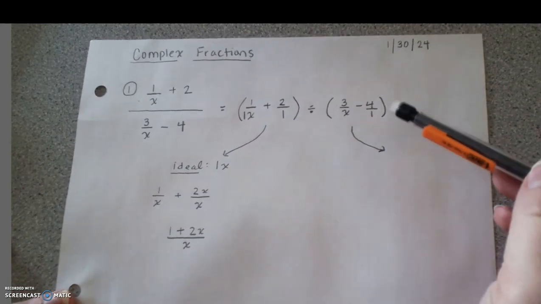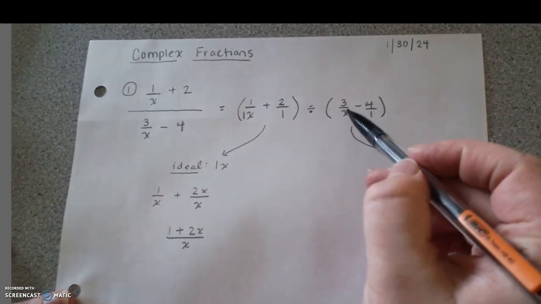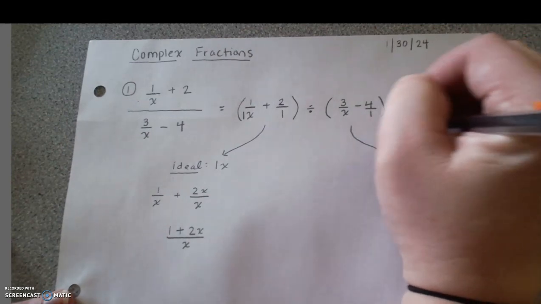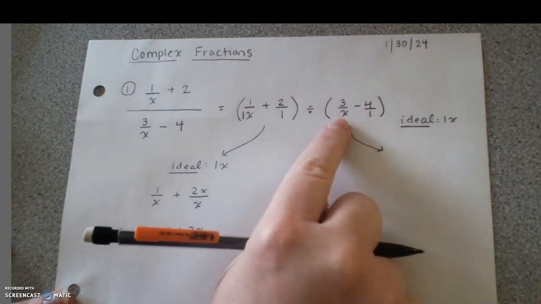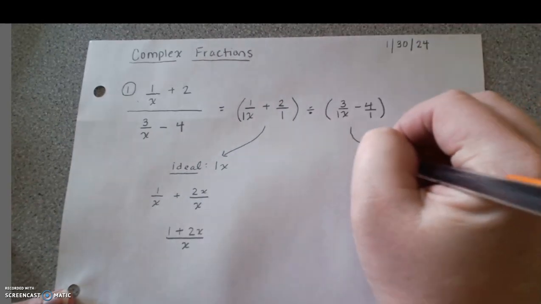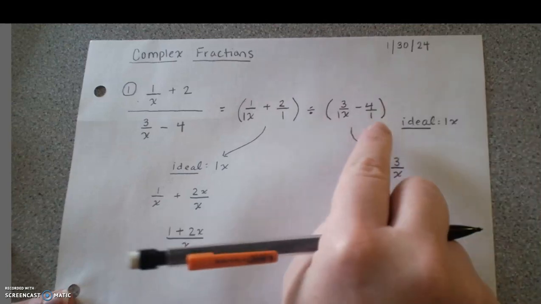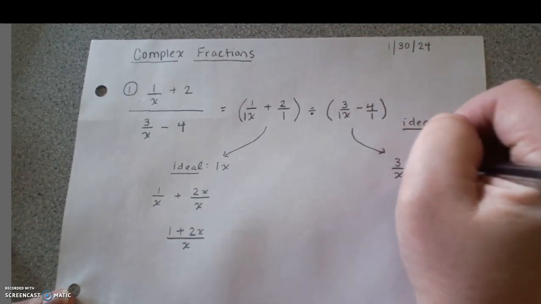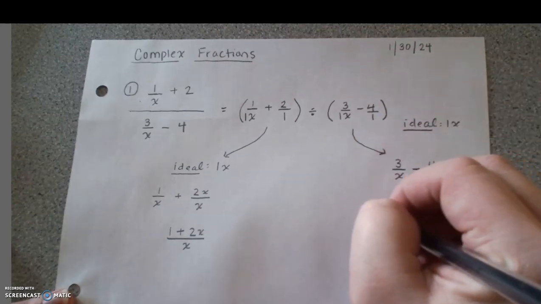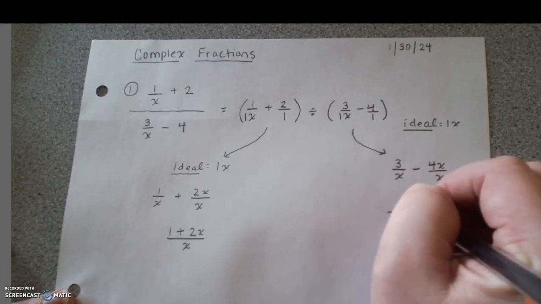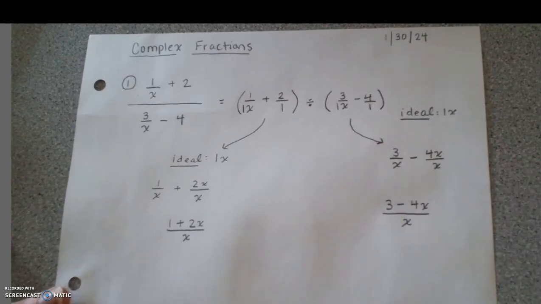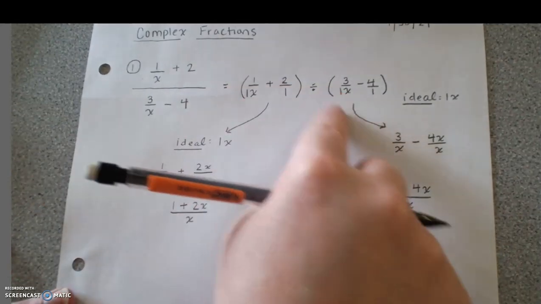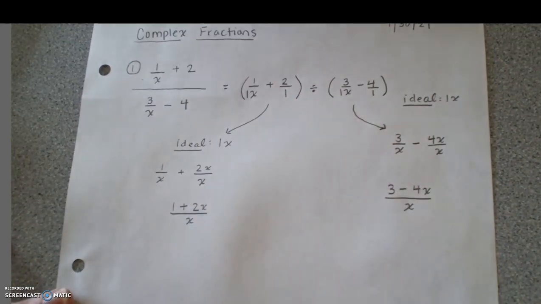I'm going to do the same thing for my right side. This one has an x, but this one needs an x. My ideal denominator is 1x. So since this has what it needs, it stays the same, but this side needs to be multiplied by x. So it's going to become 4x over x, and when I combine it, it becomes 3 minus 4x over x. So that is your first step: simplify your left side, simplify your right side. Ignore the division to begin with.